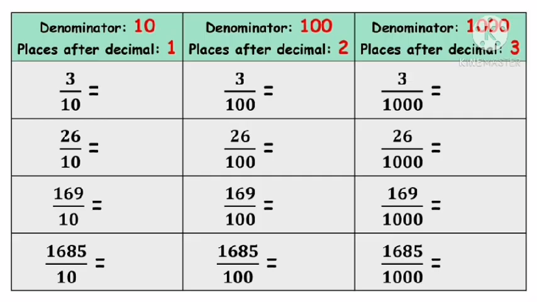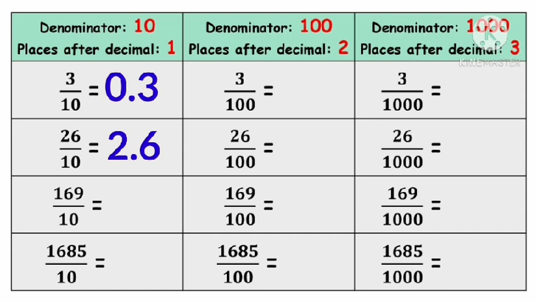If you see the first column of the table, all the fractions here have denominator as 10. So, the places after decimal is 1. For example, 3 by 10. It will be represented as 0.3. The next one is 26 by 10. Now here it will be represented as 2.6. If you observe, the decimal point or the point is given only after one place.